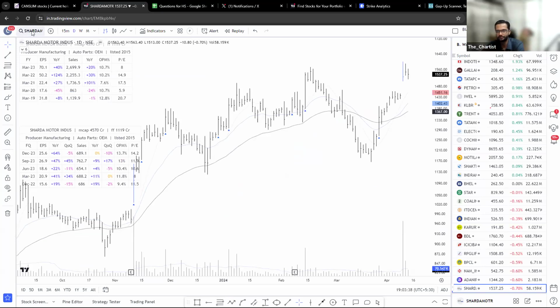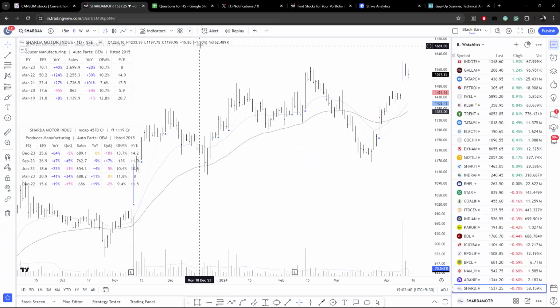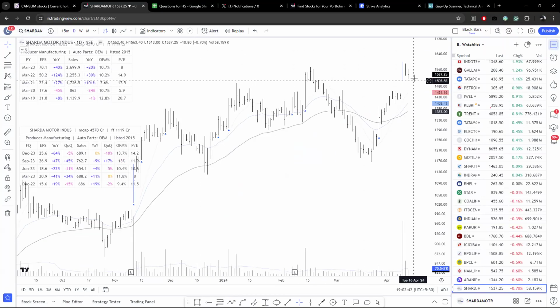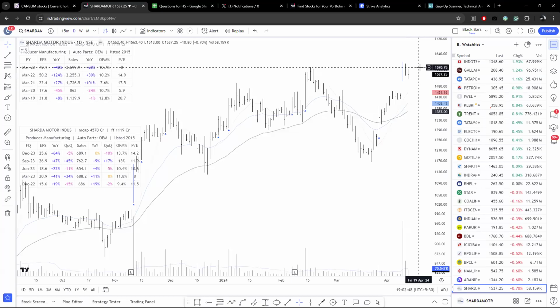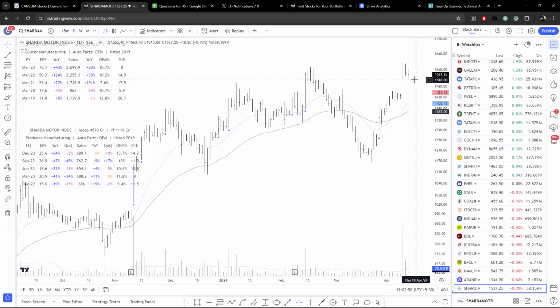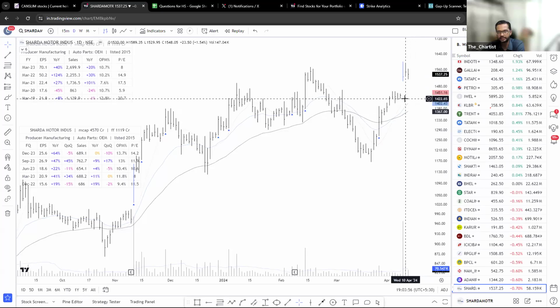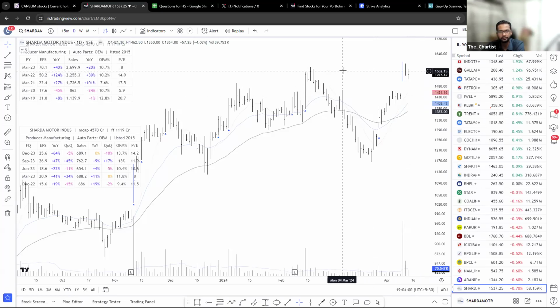Your answer, sir. For me, it looks like it's consolidating after the gap up. So it's okay to take a small position, and once it breaks out, we can increase the size. Correct, sir. Your stop loss will be near the gap's lower boundary.